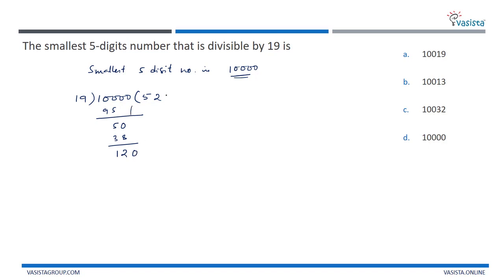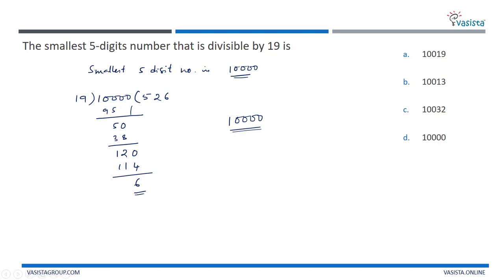Next is 19 6s are. So 9 6s are 54. 5 carry. 6 1s are 6 plus 5, 11. So we got 6, right? Now, 10,000, but it is not completely divisible.